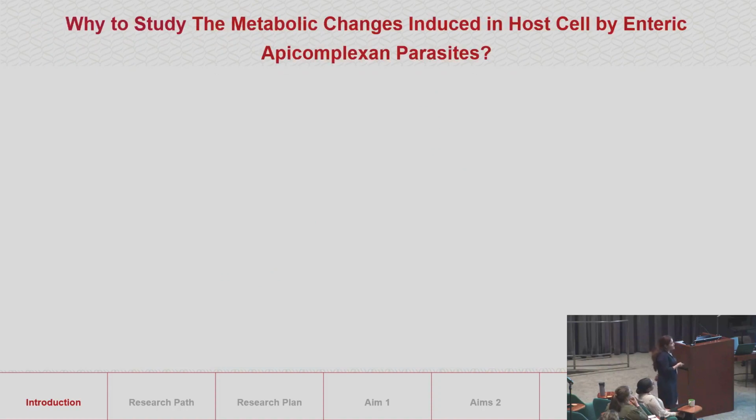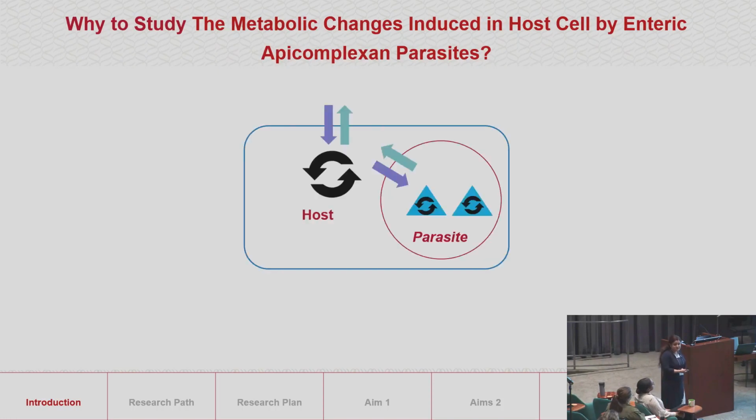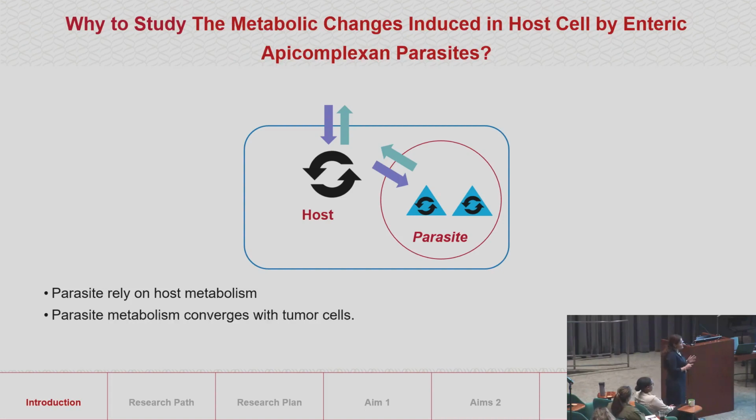So why is it important to study these metabolic changes induced in the host cell by these parasites? It's very important because the parasite depends on the host to be able to replicate and produce a lot of metabolites. For example, the parasite cannot produce the purine rings, so they need to steal them from the host. Also, it's important because the metabolism of the parasites sometimes behaves similarly to cancer cells. Also, many of these metabolites could be very important drug targets.